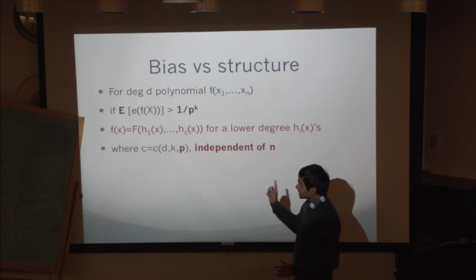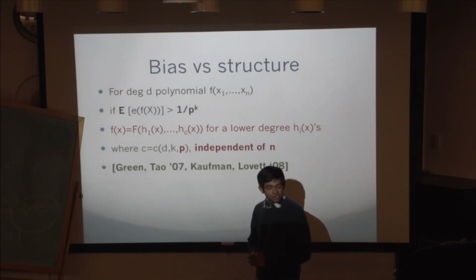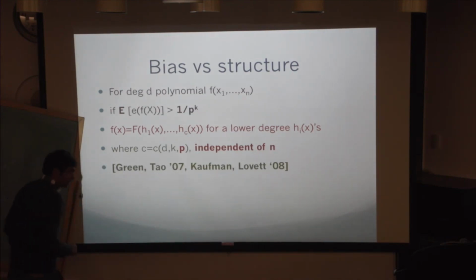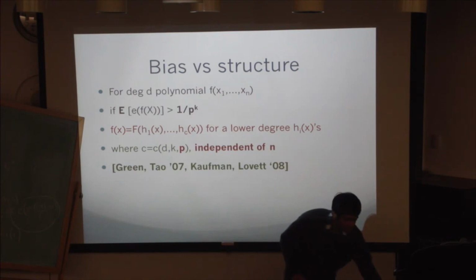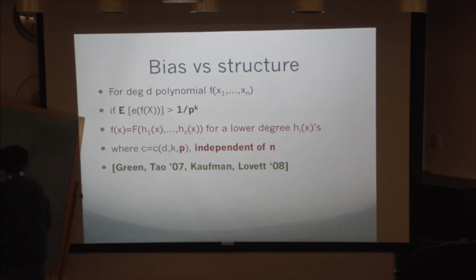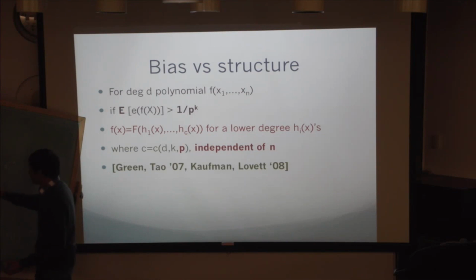So something like this was proved by Green-Tao and Kaufman-Lovett. So they did show something like this, where if f is not a function of... so I'm writing the contrapositive on the board and the positive here, just whichever view you like more.